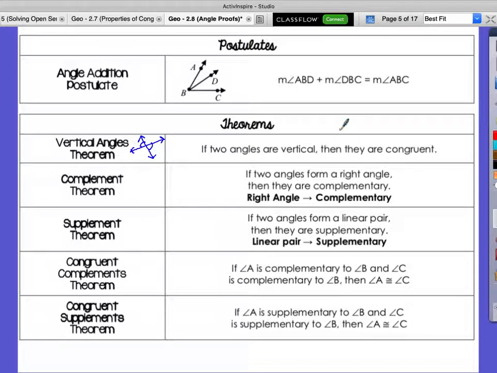We also have the supplement theorem. If they make a linear pair, two angles make a straight line, okay? They add up to 180. Okay, they are supplementary, okay?